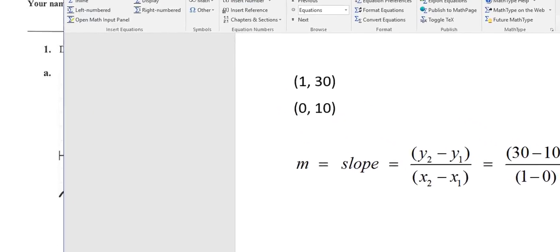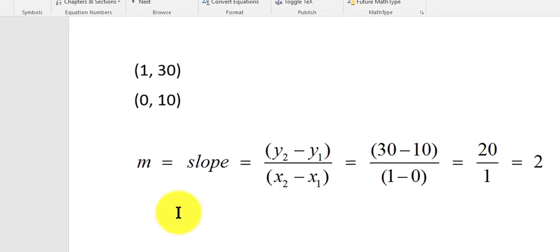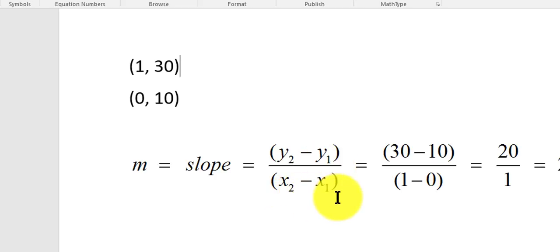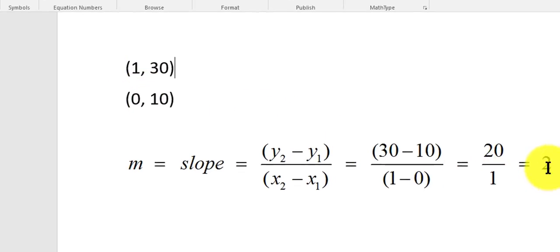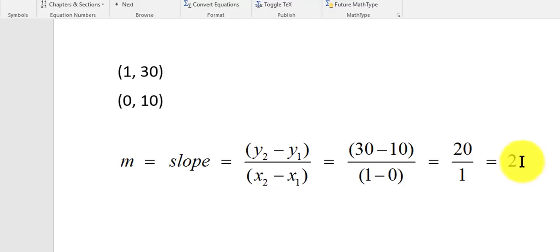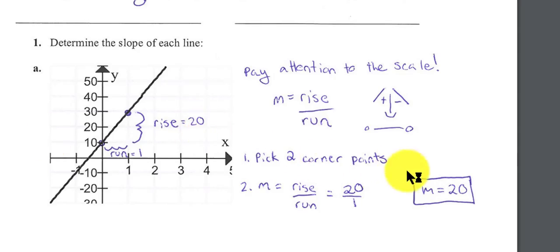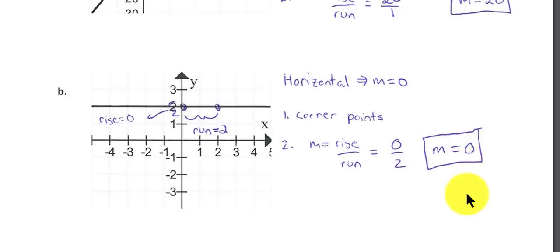And you'll remember that the slope is y2 minus y1 over x2 minus x1. So if this is x and y, we would simply do 30 minus 10 over 1 minus 0, right? Y minus y over x minus x. And you end up with 20 over 1. Oops, and I incorrectly wrote 2, but the final answer should actually be 20. So I fixed that, right? So 30 minus 10 over 1 minus 0 is 20 over 1, which reduces to 20. So that was the answer for question 1.